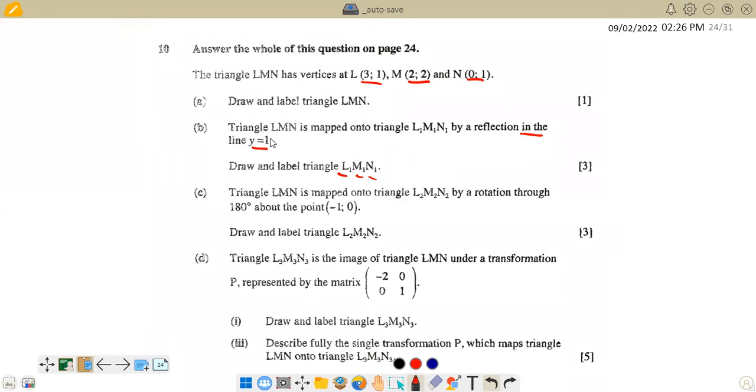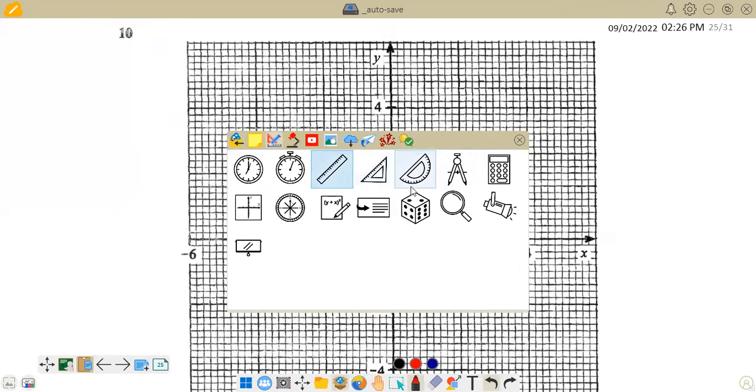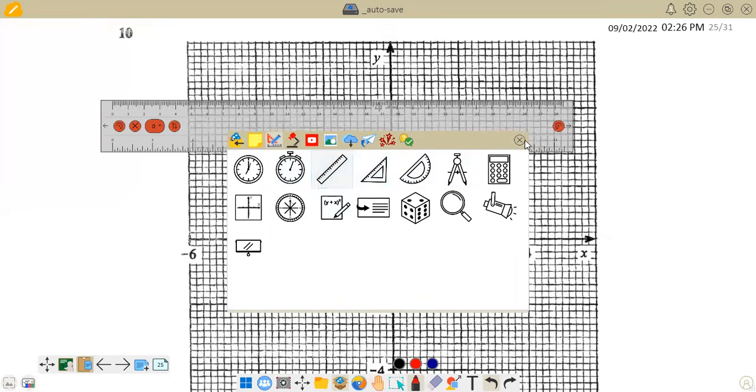Okay, so what we need is to have first the line of y is equal to 1. So let's get back here. Draw the line of y is equal to 1. So this line actually passes through y, where y is equal to 1 here. Remember I said this is where our 1 is. So we have to draw a horizontal line that is for y is equal to 1. Okay, so let's just insert our ruler here so that we can draw our line.